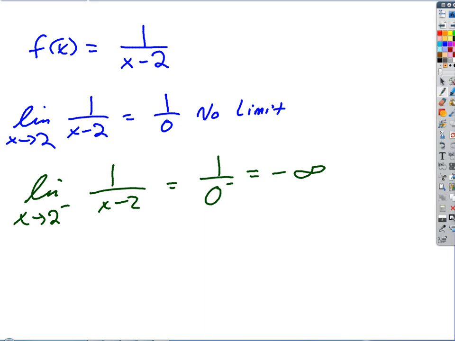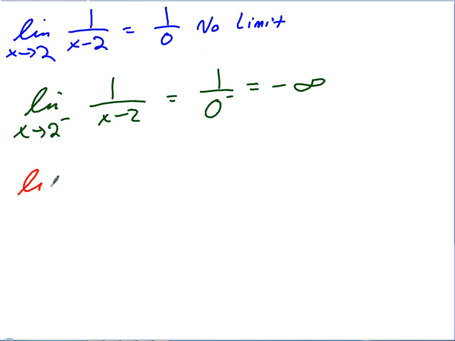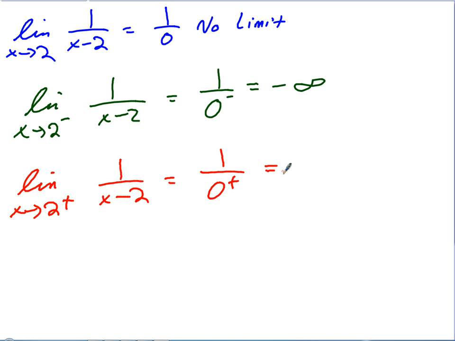Now let's look at the other side. This time, let's approach 2 from the right. So a value slightly bigger than 2, 2.0001 or something like that, right? What's this going to look like then if I try to evaluate this? Yeah, 1 on the top, and on the bottom, I'm going to get something that's very slightly positive. So what does that imply? Yeah. So we didn't need a graph, and yet we just extracted the asymptotic behavior.